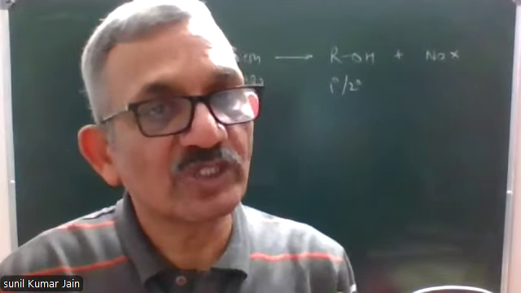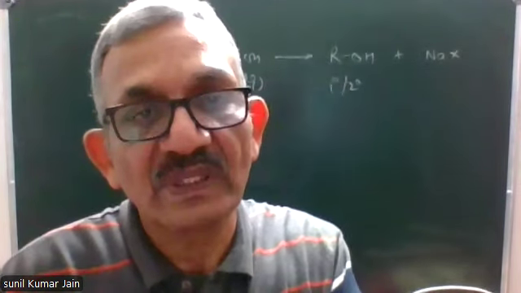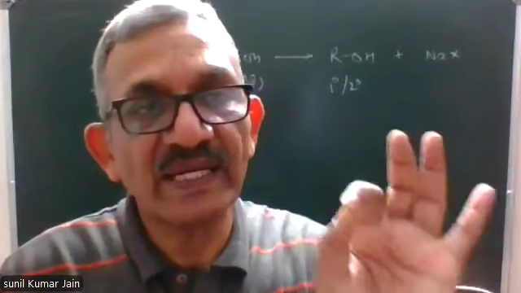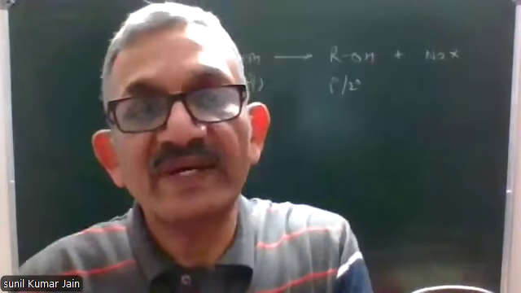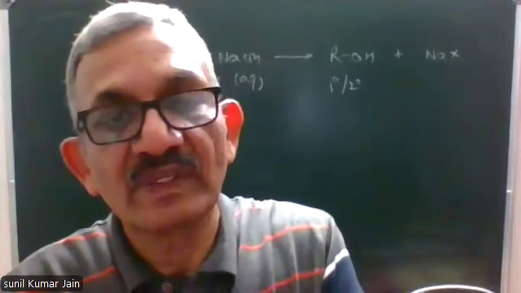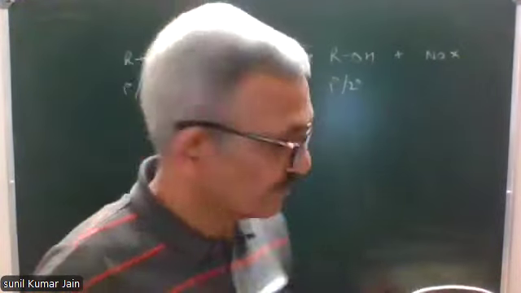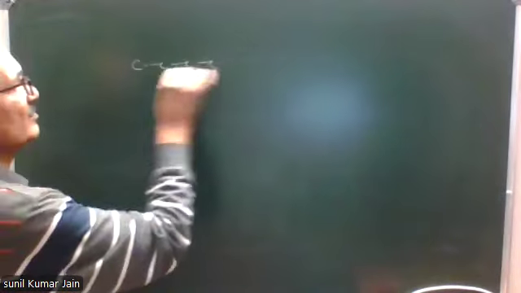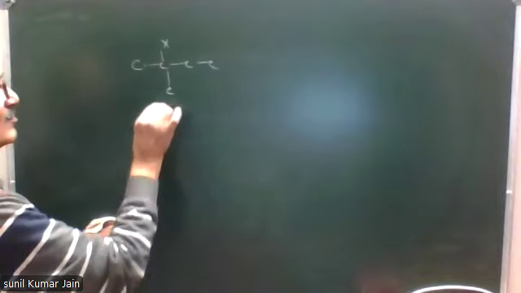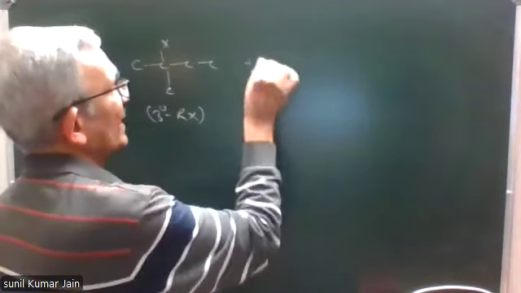Now what will happen if we use tertiary alkyl halide? However, tertiary alkyl halides give an alkene according to Saytzeff's rule. For example, this is a tertiary alkyl halide with aqueous NaOH.